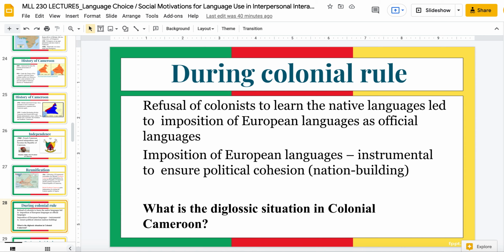So they basically set the native languages aside. So they could say, okay, we're building a new nation, right? So this is their quote unquote excuse.